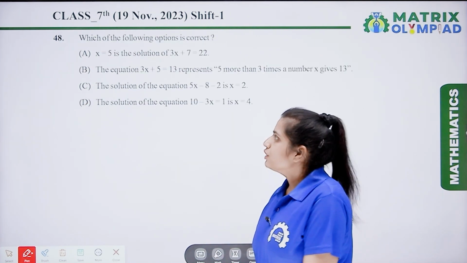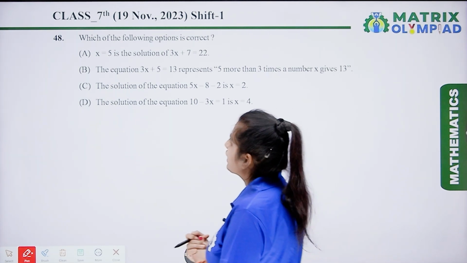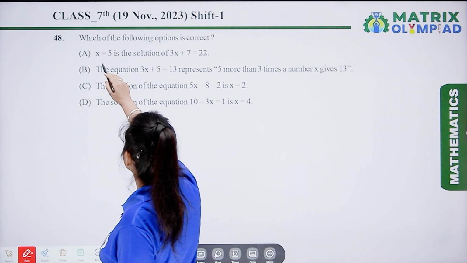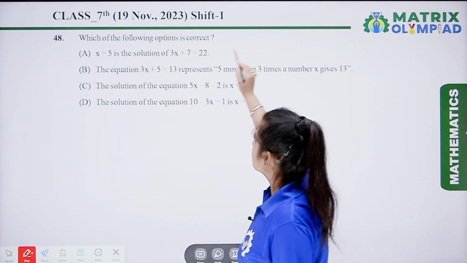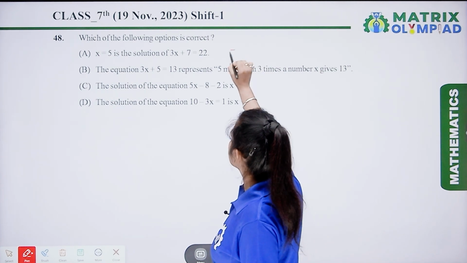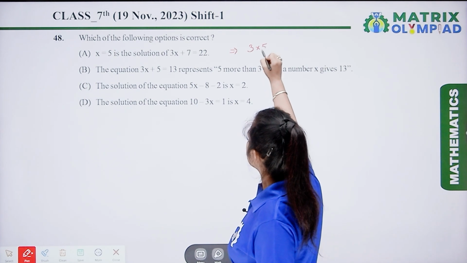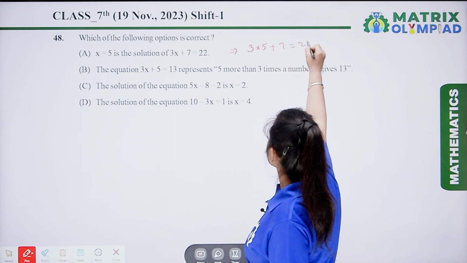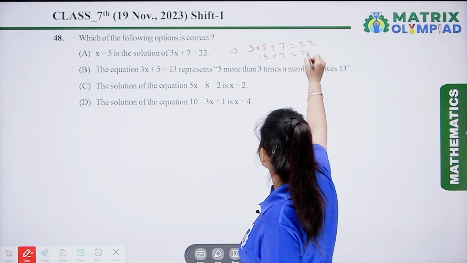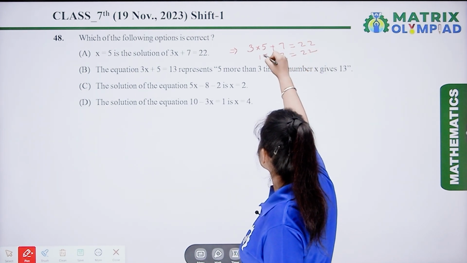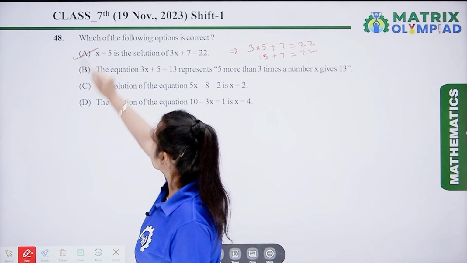Now, the next question is question number 48. Let's solve it. Which of the following options is correct? So, here the first is x equal to 5 is the solution of 3x plus 7 equal to 22. Let's put the value: 3 multiplied by 5 plus 7 equal to 22. So, here it is 15 plus 7 equal to 22 and this statement is correct. So, the first one is correct.